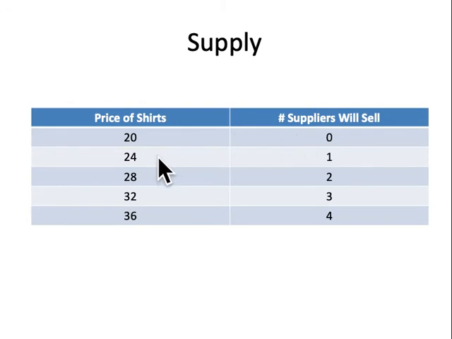If prices were $24, you know what? I'll sell a shirt at $24. Prices are $28, I'll sell 2 shirts. Prices are $32, I'll sell 3 shirts. Prices are $36, I'll sell 4 shirts.